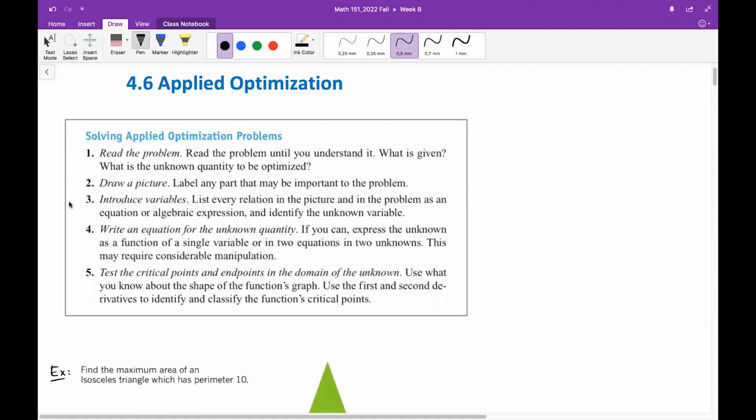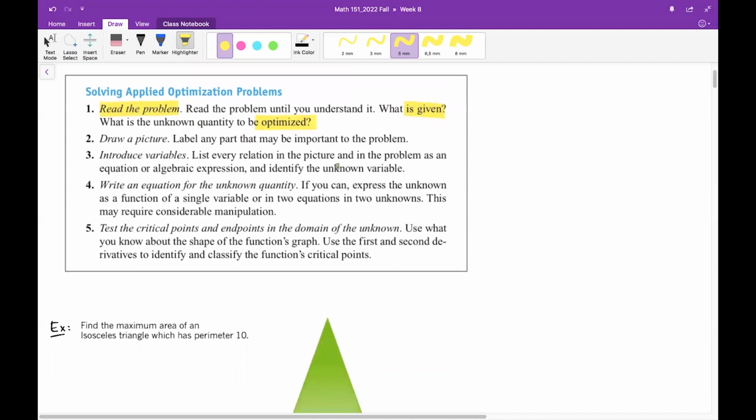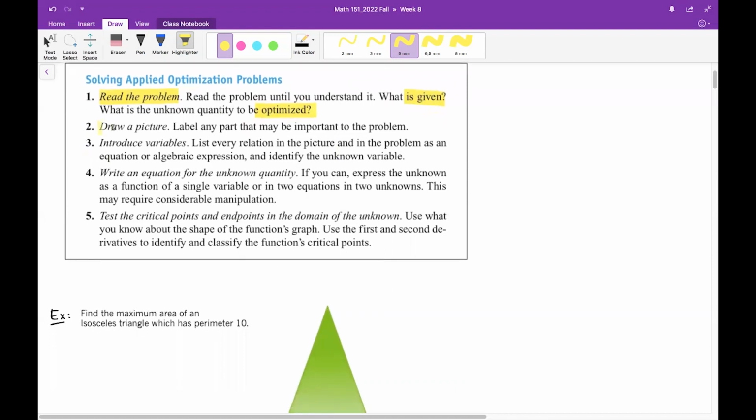Okay, let's concentrate on this chart, which gives us the summary of the steps that should be followed while solving optimization problems. First of all, of course, we will read the problem really carefully and try to understand what is given and what we want to optimize, okay? And then we will draw a picture of the story.